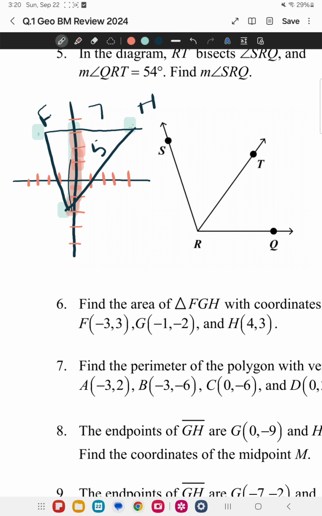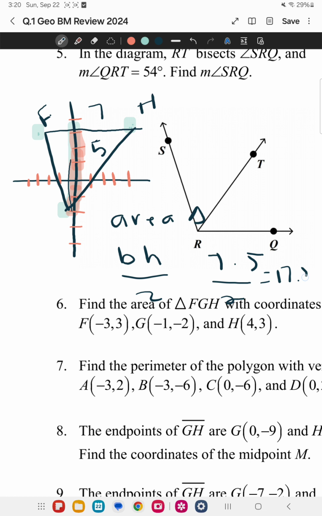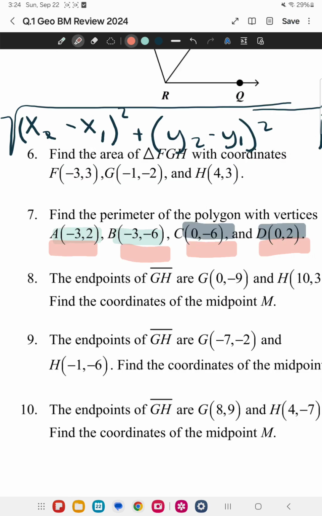So I have 7 times 5. Remember the area of a triangle: area of a triangle is base times height divided by 2. Well, my base and my height are 7 times 5 divided by 2. So we're going to get 17.5 units squared.